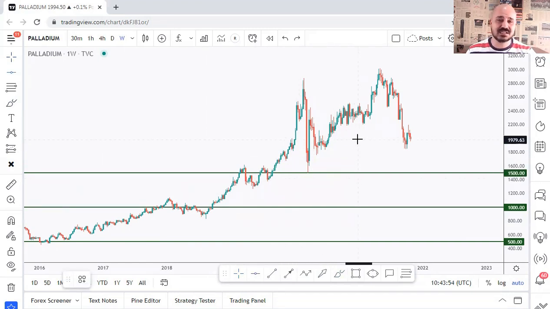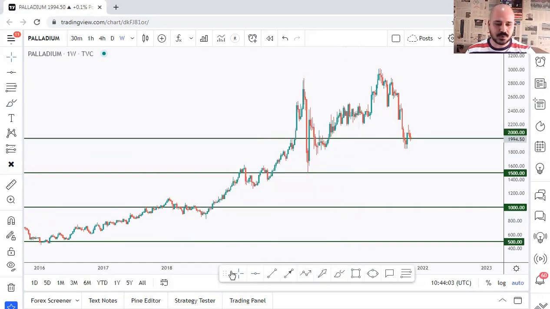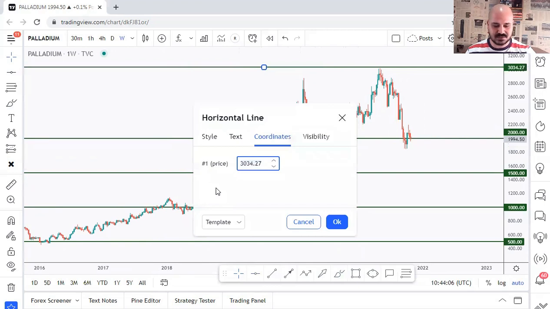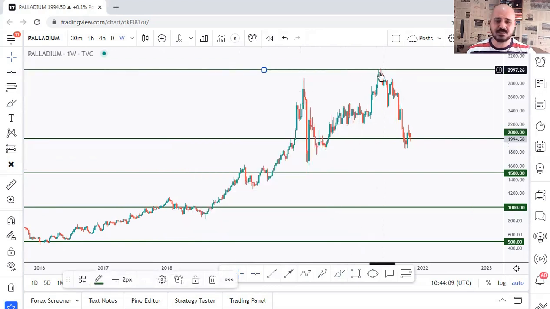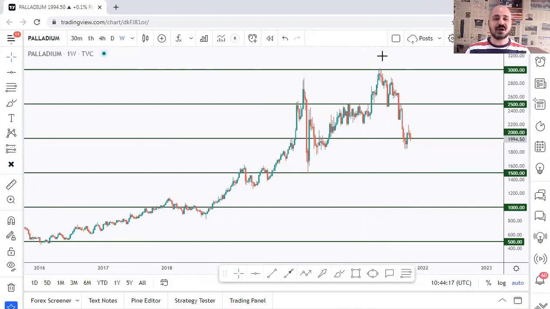So then we've got the 2K, and let's do it real quick. 2.5 and 3K. 3K, I guess it's around the all-time high. Yes, that's it. So the 3K, as you can see, the price rejected it to the point, and 2.5K, which is in the middle between 2 and 3. So that's it for our round numbers.